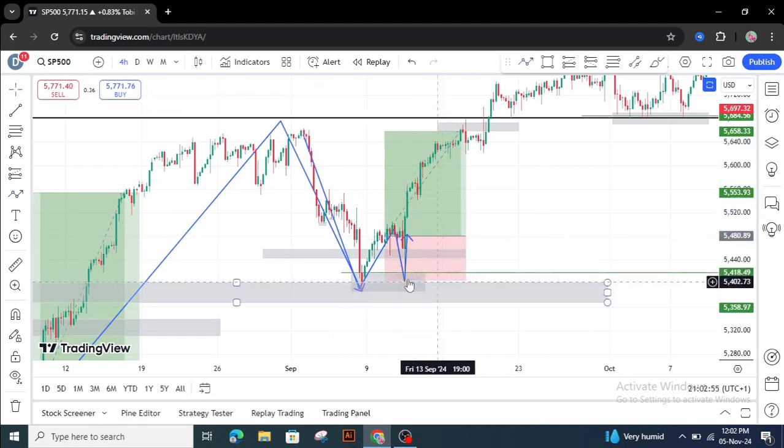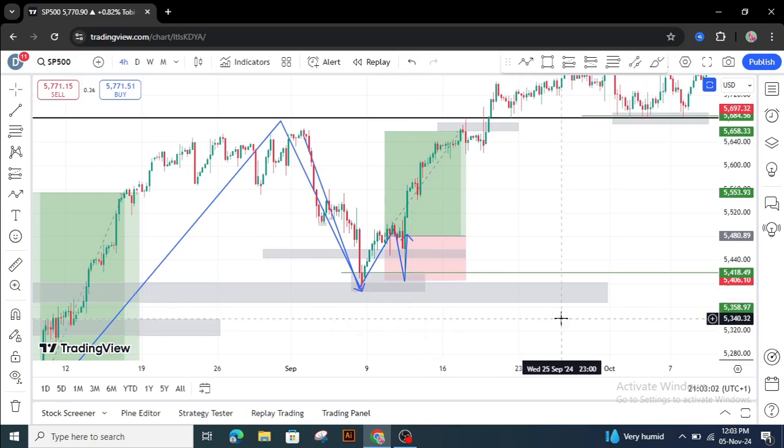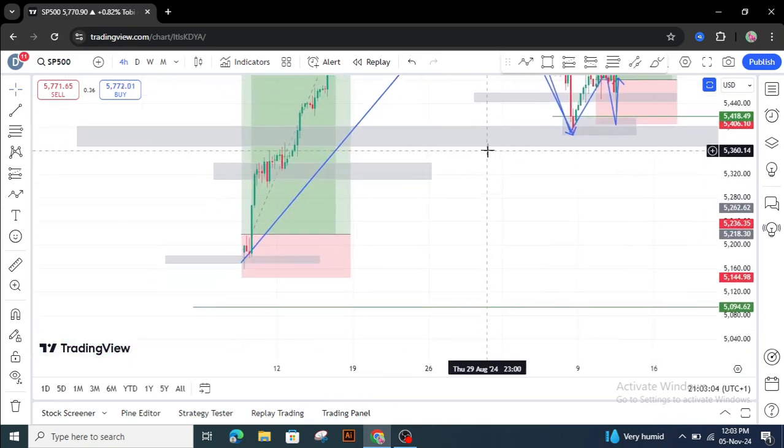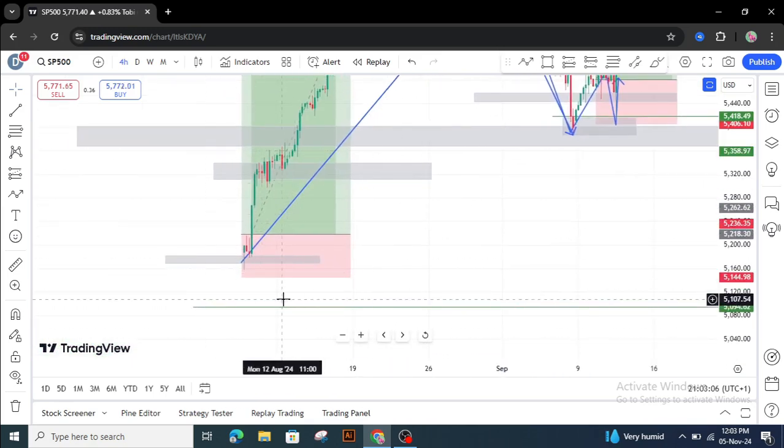You can see it formed something that looks like double bottoms. So that was what gave me this entry, and I took the trade. If you check this one too, you will see a similar situation.